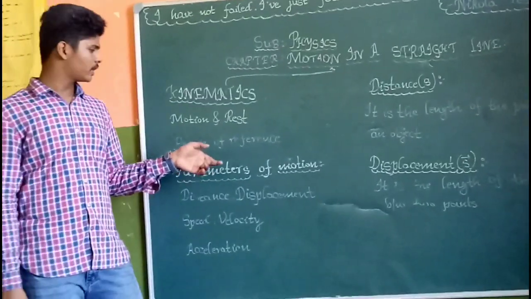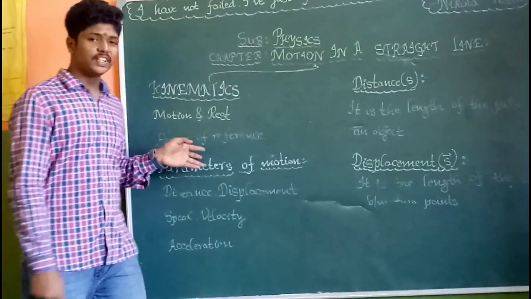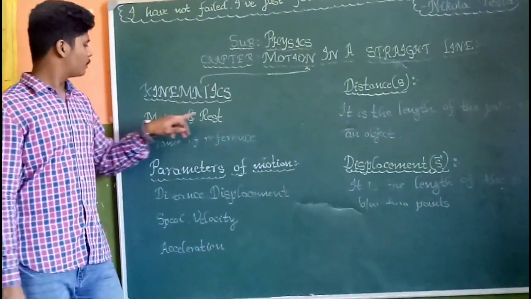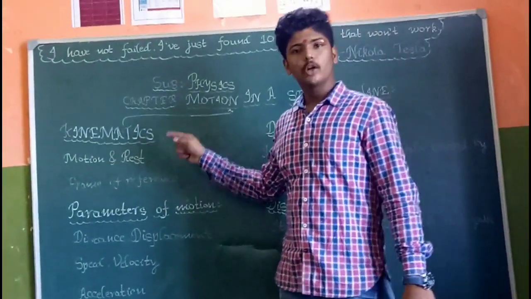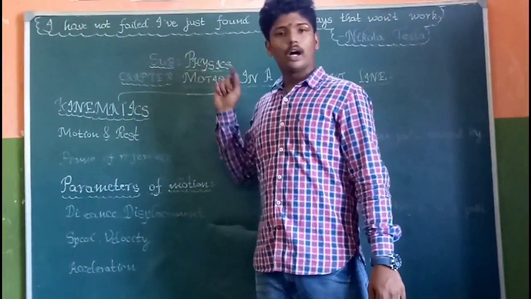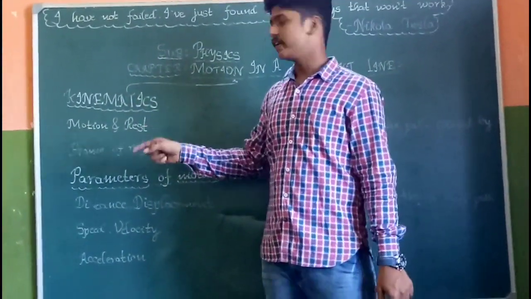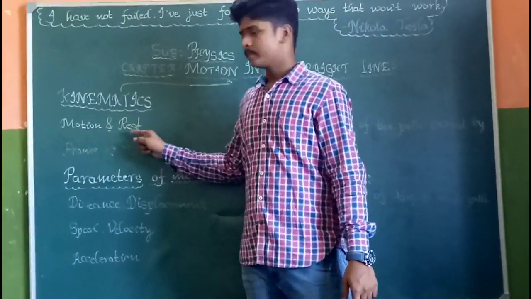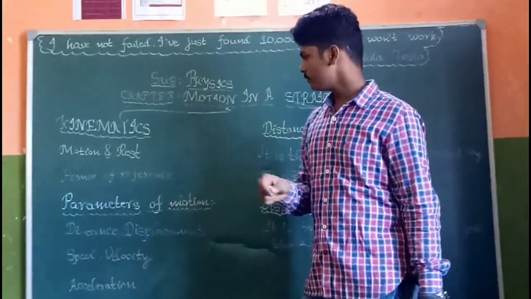I've been talking about reference frame, right? What is a reference frame? Motion and rest are two terms which cannot be defined without knowing the observer. That means these two are relative terms. Without the observer, we cannot define these two terms. So the frame of reference is the observer.